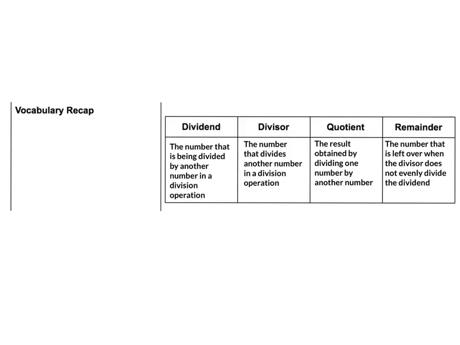The dividend is the number that is being divided by another number in a division operation. So basically that means it's your first number in the division problem. Not necessarily in a word problem that comes first, but when you write out the long division, so for instance, 6 divided by 3 equals 2. This number here, this is your dividend.